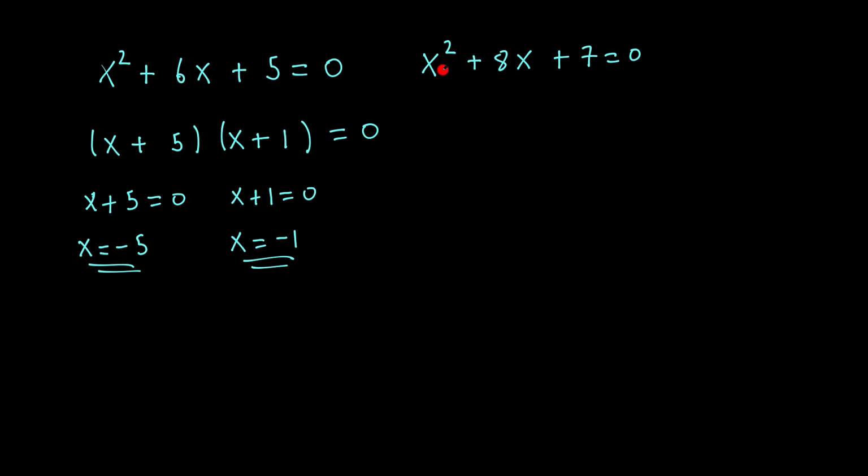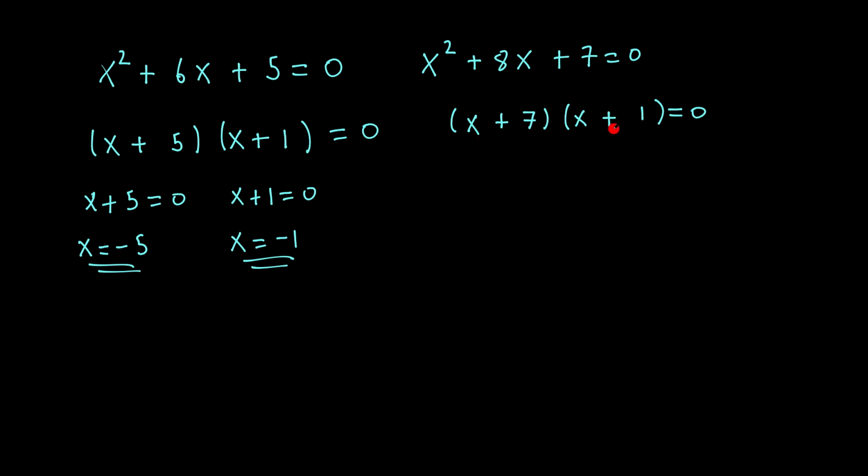Once again, we have another quadratic equation, x squared plus 8x plus 7 is equal to 0. So I need to find two numbers that multiply together to give me 7, but add to give me 8. And once again, it's pretty straightforward. I know 7 is a prime number, so there'll be just 7 and 1. I'll just put my x's in here and set that equal to 0. So x plus 7 and x plus 1.